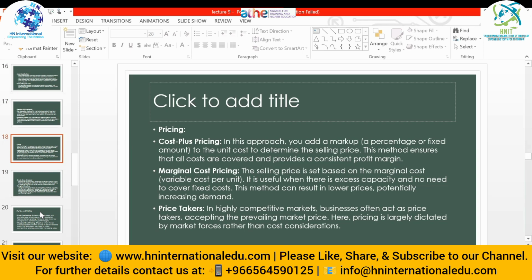Now, this method ensures that all the costs are covered and provides a consistent profit margin. Obviously, when we're going to calculate it, we have to take the profit margin against them. Why are we discussing these? Because in the end, in task 5, we have to calculate all of these. Marginal cost pricing. The selling price, the price which we are going to sell the good at in the market, is set based on the marginal cost, that is variable cost per unit. Now you can remember that fixed cost is always separated in the marginal cost only, not in the total cost. It is useful when there is excess capacity and no need to cover the fixed cost. This method can result in lower prices, potentially increasing demand.